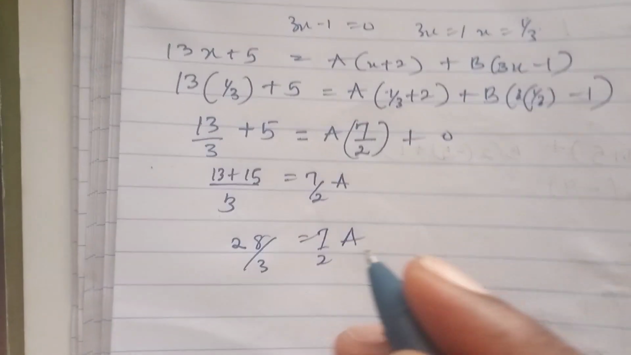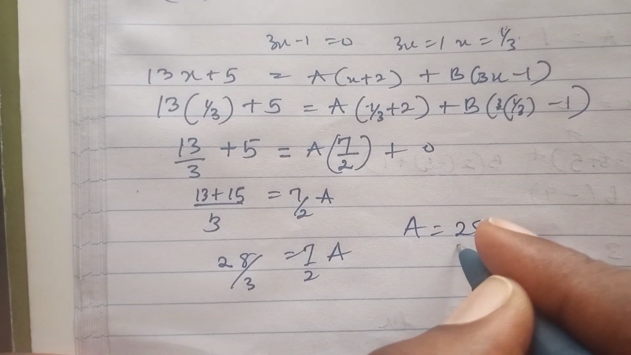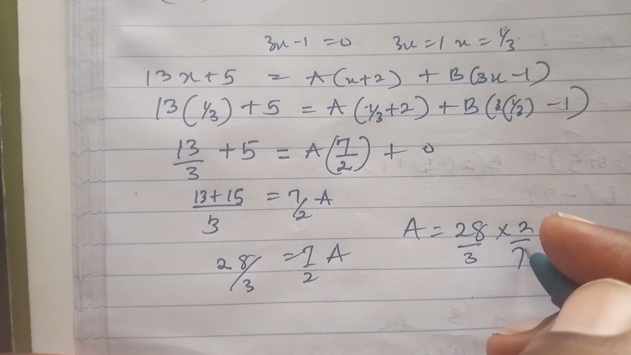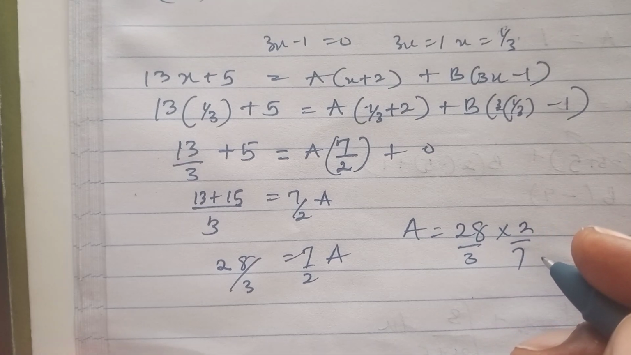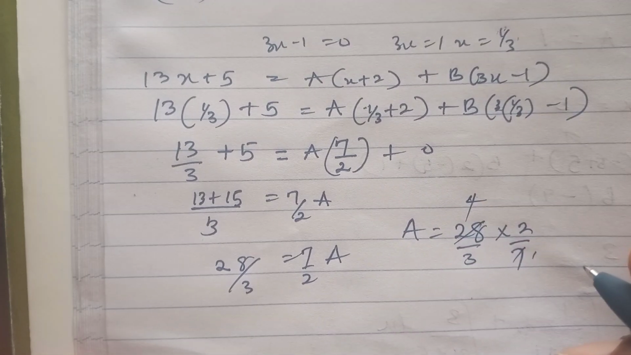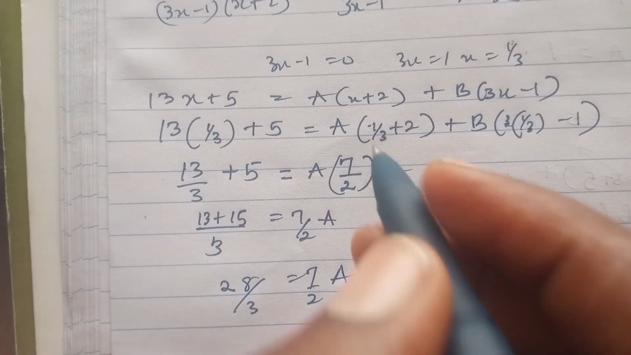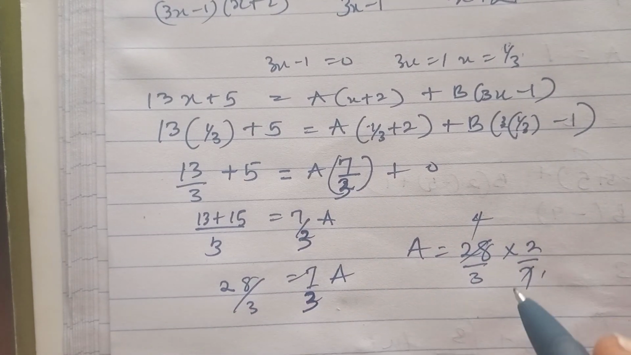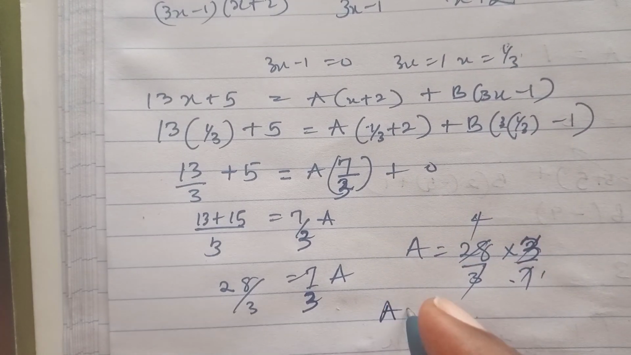So if we change the subject of the formula and use a as the subject, a equals 28 over 3 times 3 over 7. Sorry, there's a mistake here. This is over 3, not 2. So 3 will cancel 3, and 7 into 28 is 4. So a is 4.